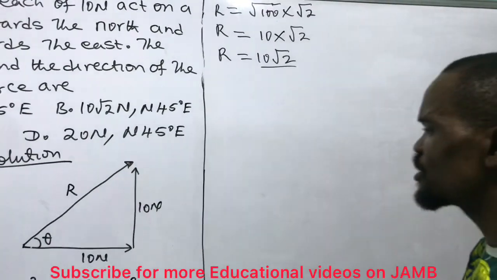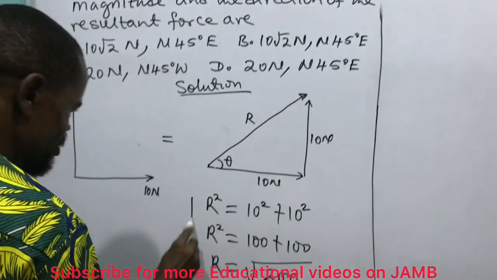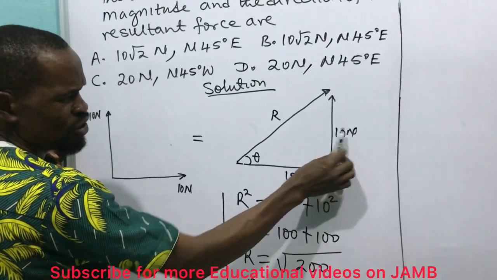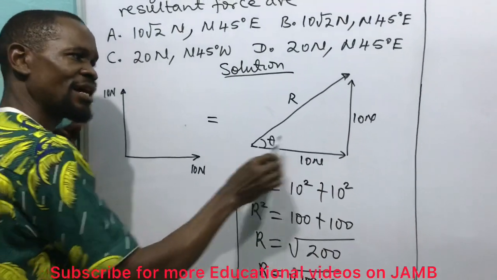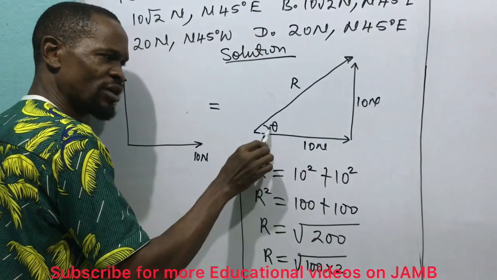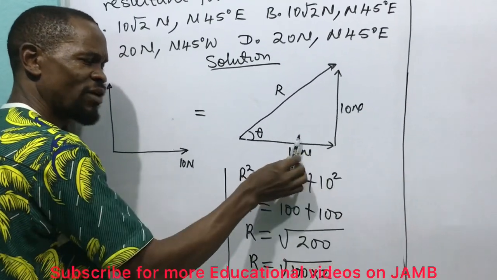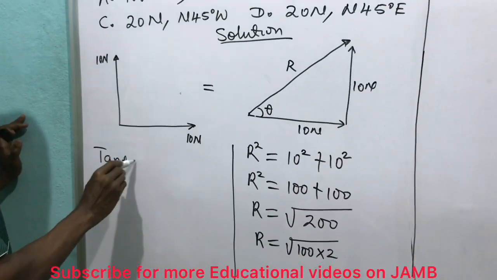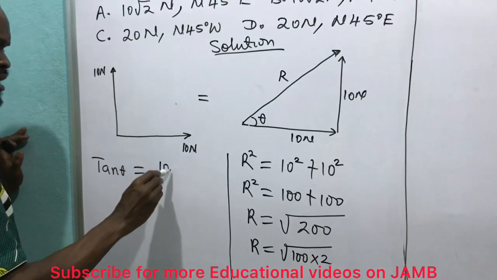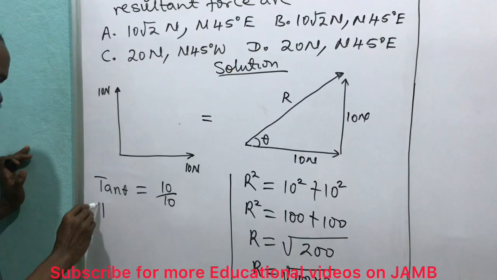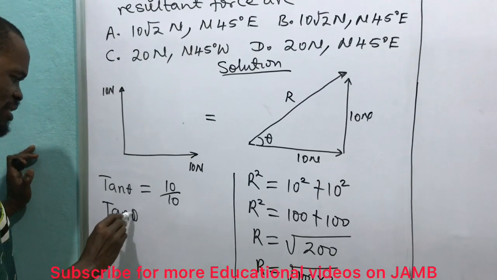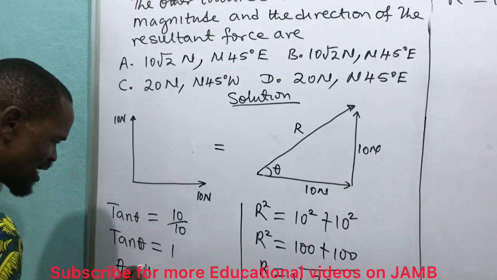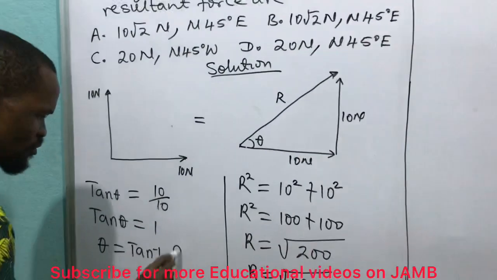Then let me look at the direction of the resultant force. Let me do the direction of the resultant force over here. The direction becomes opposite over adjacent, which will give me tan theta. Tan theta equals what? Opposite, which is 10, all over 10. And that gives me tan theta equals 1. Then theta equals tan inverse of 1.